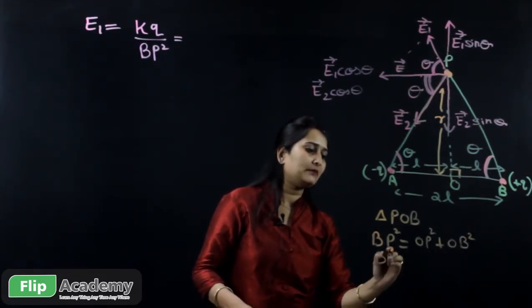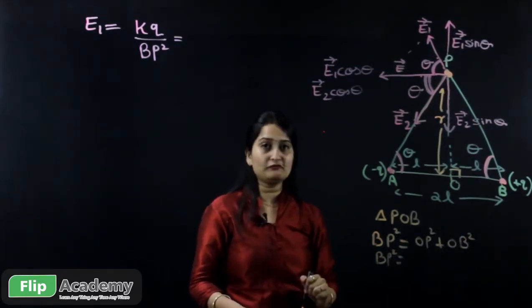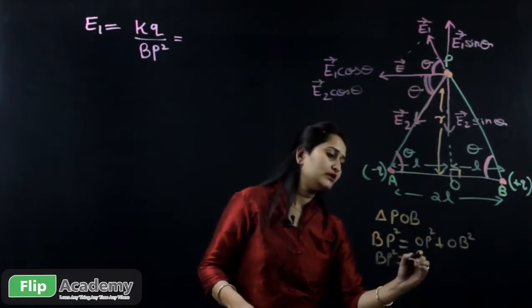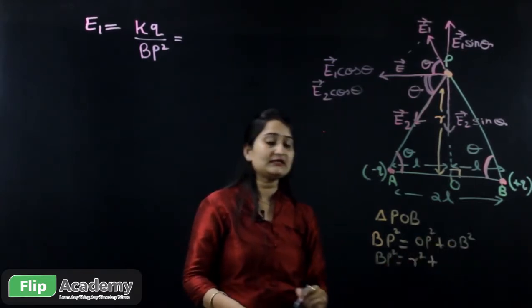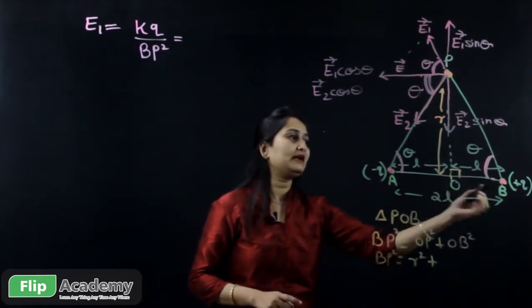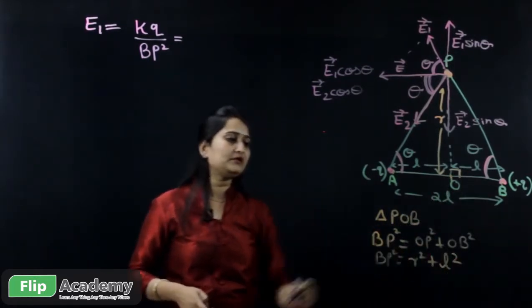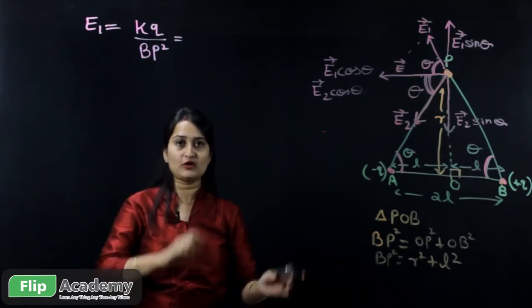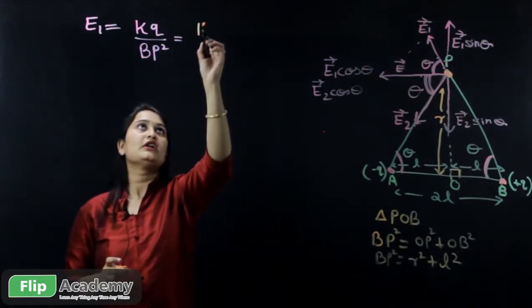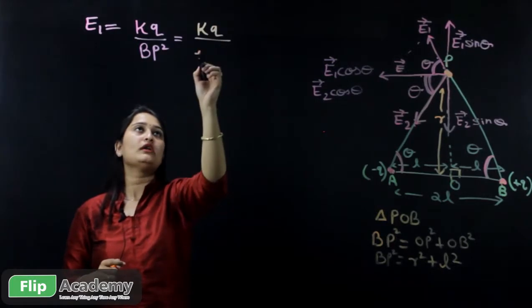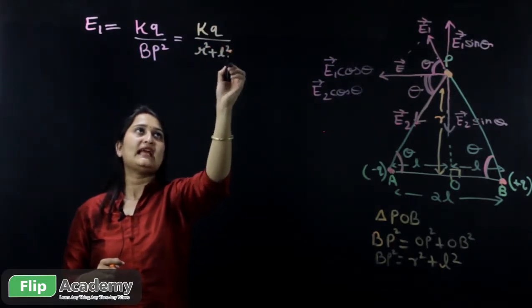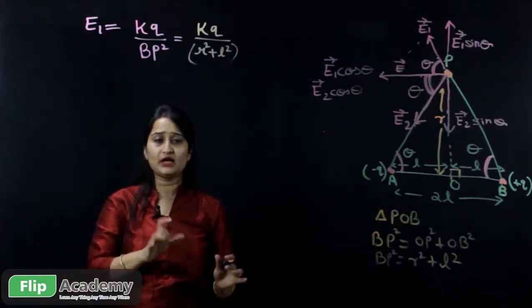What is BP square? The value for OP is r, so r square, plus what is the value for OB square? OB becomes half of 2L, so it becomes L square. Now BP square becomes r square plus L square. Substitute this value here. So E1 becomes KQ upon r square plus L square.